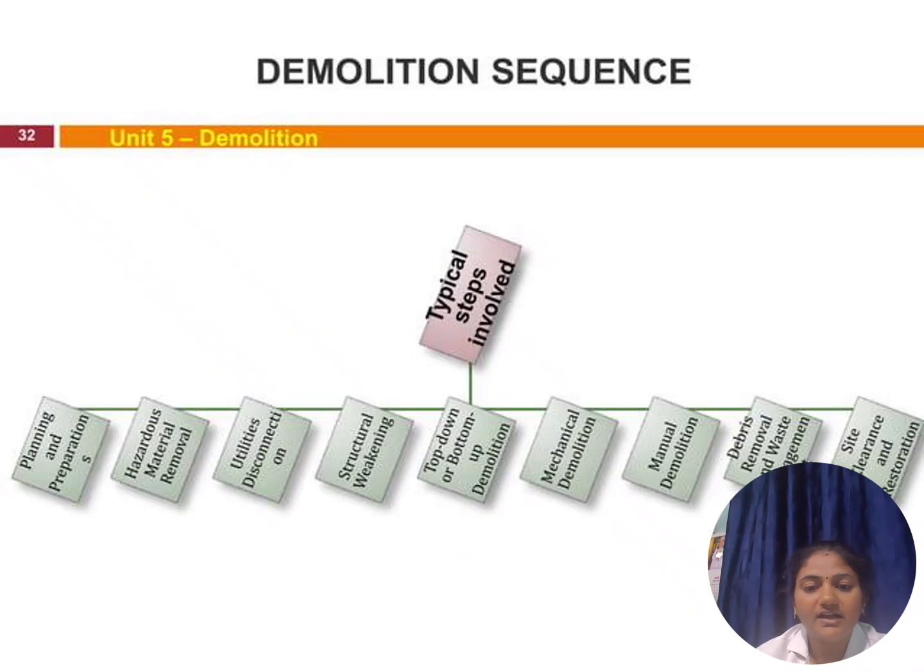And the demolition sequence includes planning and preparation, hazardous material removal, utilities disconnection, structural weakening, top down demolition, mechanical demolition, manual demolition, and debris collection and site clearance. And these are the steps that are highly used for the demolition sequence.